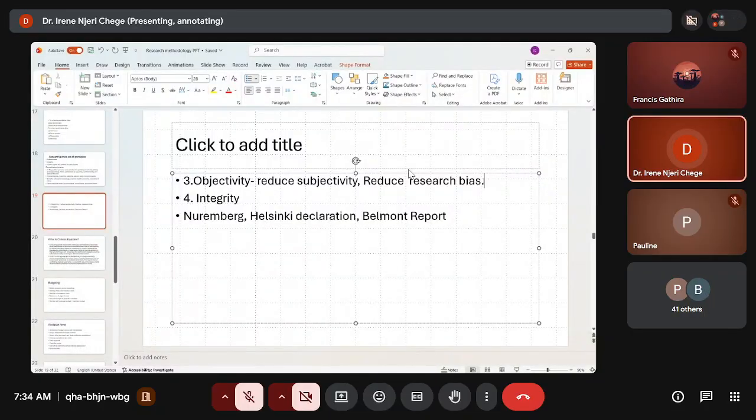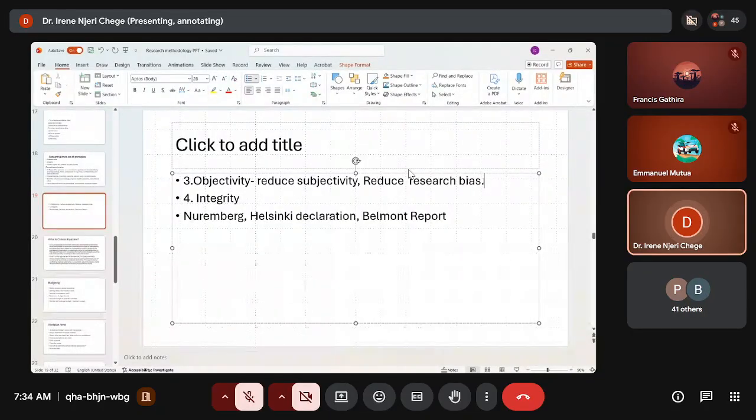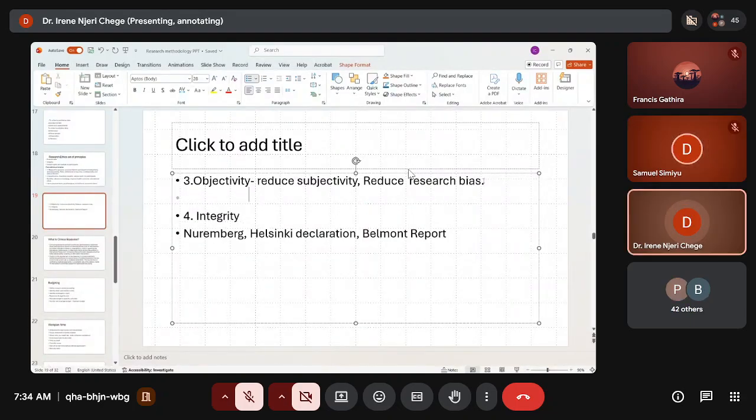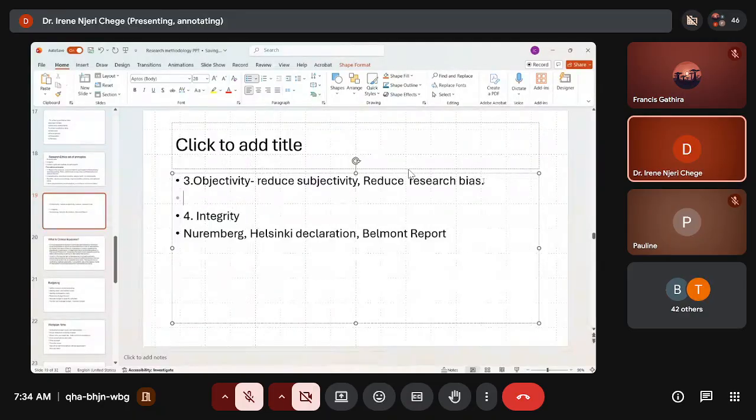So research bias, just to save time, is when a researcher intentionally or unintentionally skews the research. So research bias is an intentional or unintentional skew of an inquiry.